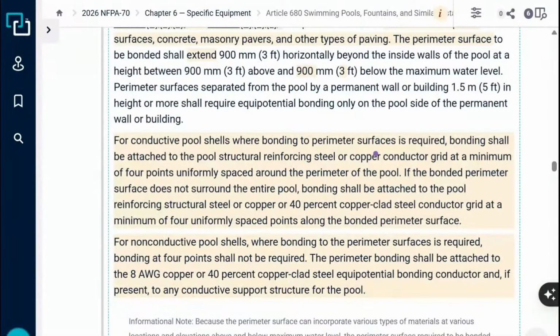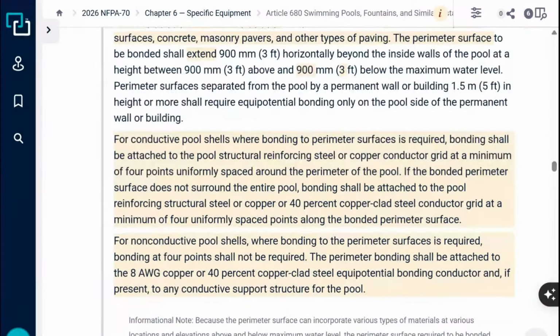Then it goes on and says if the bonding perimeter surface does not surround the entire pool, bonding shall be attached to the pool reinforcing structural steel or copper or the 40% copper clad steel conductor grid at a minimum of 4 uniformly spaced points along the bonded perimeter surface. So either way, you're going to make 4 points.